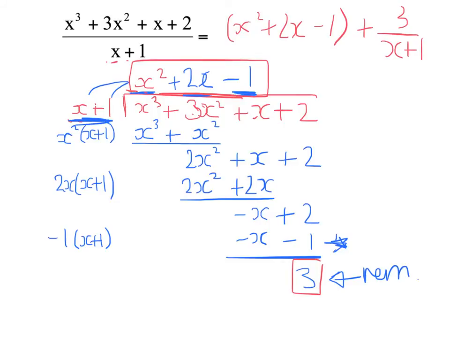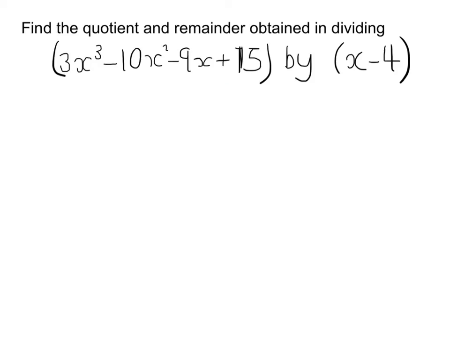Okay. So now you're going to have a go at doing one on your own. You want to find the quotient and remainder obtained in dividing 3x cubed minus 10x squared minus 9x plus 15 by x take 4. And you'll be doing this in your packs. So pause the video now.